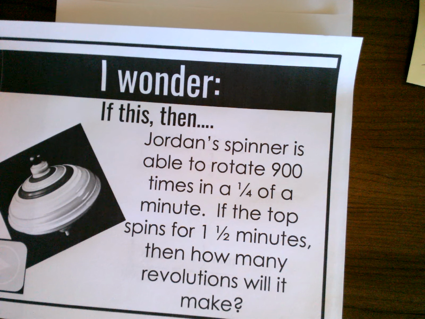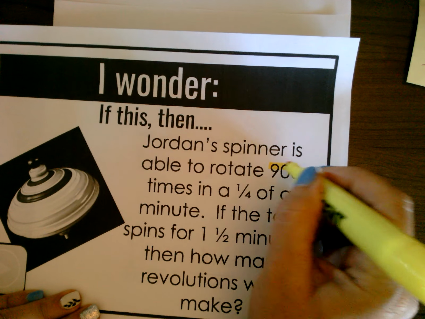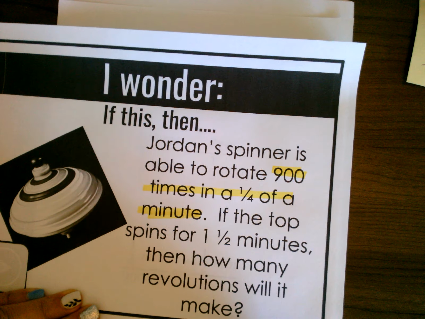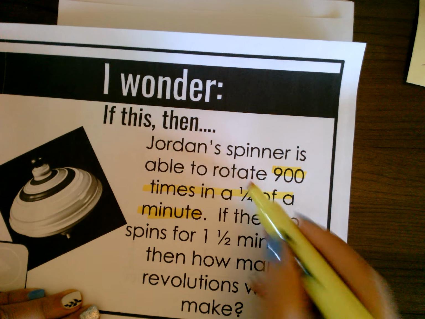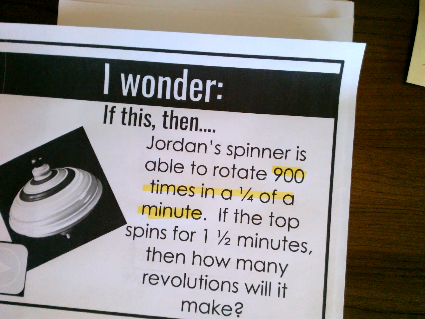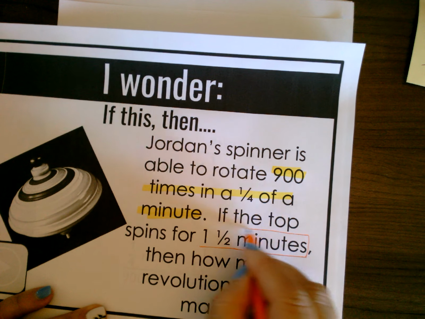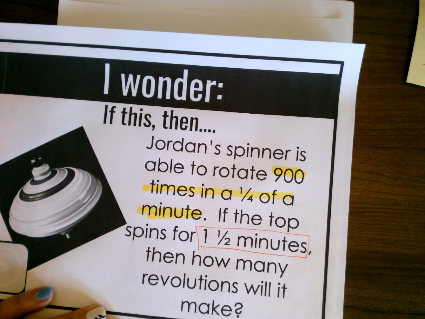Jordan's spinner is able to rotate or spin 900 times in a quarter of a minute. So the information that I know goes together would be 900 turns or spins in a quarter of a minute. My question is, how many times will the spinner rotate in 1.5 minutes?